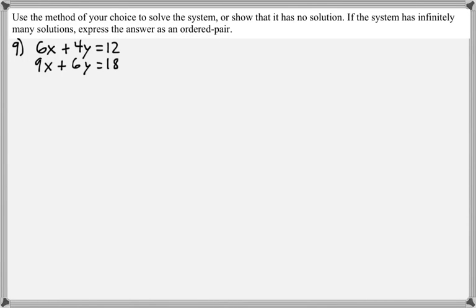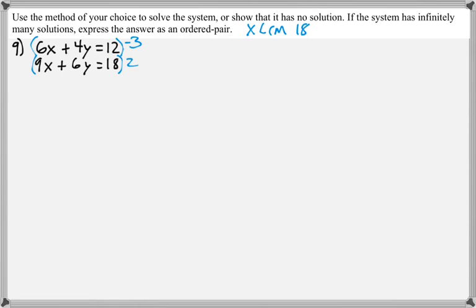On question number 9, we're solving the system of equations, and I'm going to solve by the elimination method. So I should be able to eliminate my x's if I turn them both into 18. So my x LCM is 18. So I want to multiply the top one by 3 and the bottom one by 2. But actually, I'm going to multiply the top one by a -3 because I need one of them to be negative, otherwise they won't cancel out.